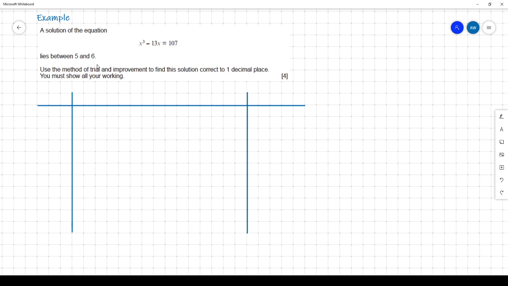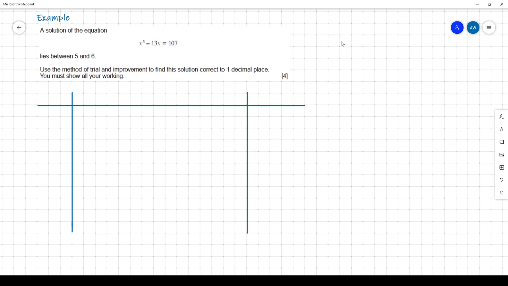Okay, so what does this mean when it says a solution lies between 5 and 6? Well, I'm going to show you why that is the case in a second, and then how to proceed after that. These first two steps though you don't really have to do in the exam. You could start on a value between 5 and 6, but I'm going to show you first why they have told us the solution lies between 5 and 6.